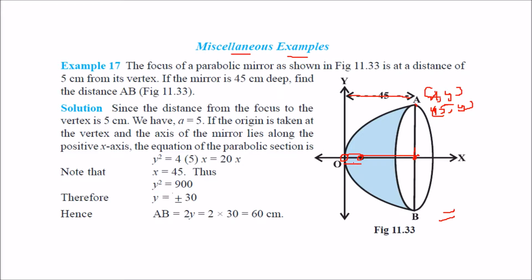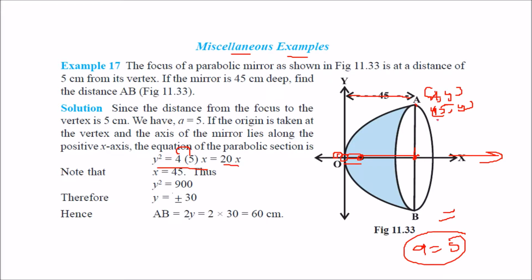And since the distance of focus is 5 cm, that means we are aware a equal to 5. And the origin is taken, let us take this as the vertex, and the axis of the mirror lies along the positive x-axis. So we can use directly y square is equal to 4ax, and we are aware that a is equal to 5 because it is given in the question. y square is equal to 4 into 5 into x. So y square is equal to 20x.